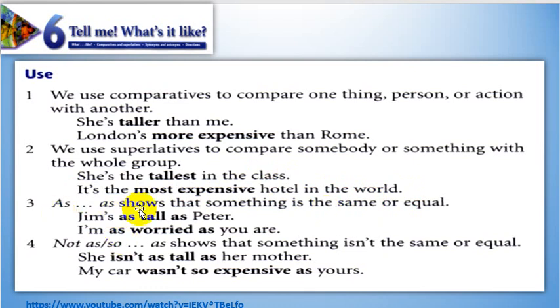Three, as. صيغة as shows that something is the same or equal. We talked about the comparative and superlative. Now we talk about things on an equal level. We use the formula as. Jim's as tall as Peter. This is equality or the sameness. على نفس المستوى. أيضا مقارنة لكن ليس أفضل من أو اختلاف درجات وإنما للمساواة أو المقارنة على نفس المستوى.